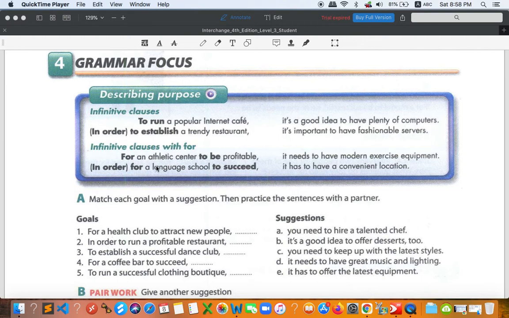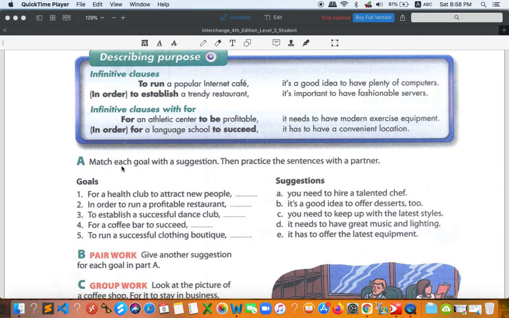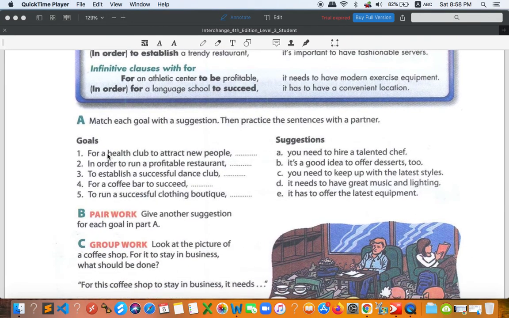Let's try the exercise all together because it's not really difficult. Match each goal with a suggestion. That is exercise A, 4A. Practice the sentences with a partner, so you don't have to. But let's begin with the goals right here. I will read all the goals and the suggestions later.